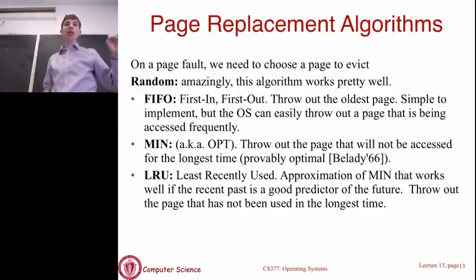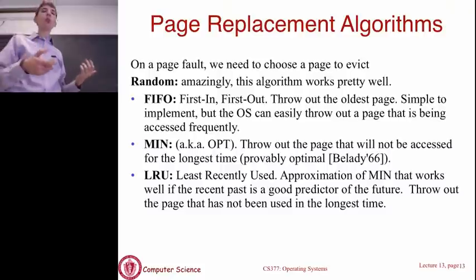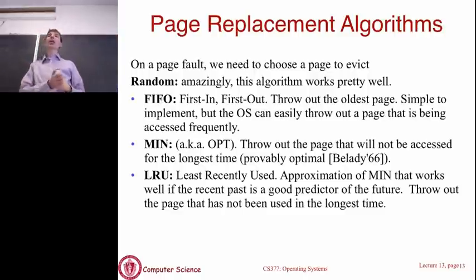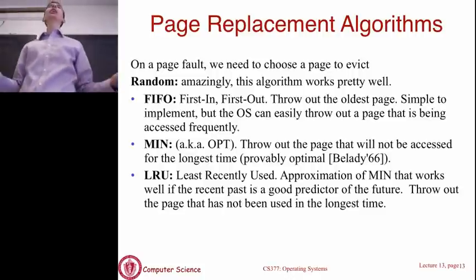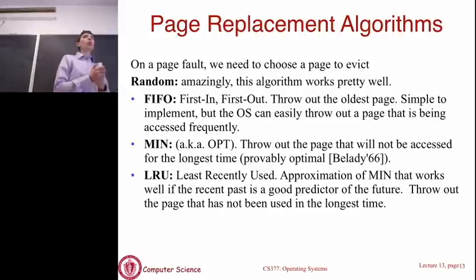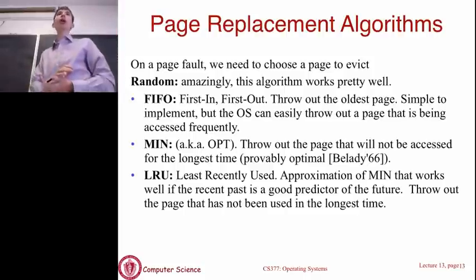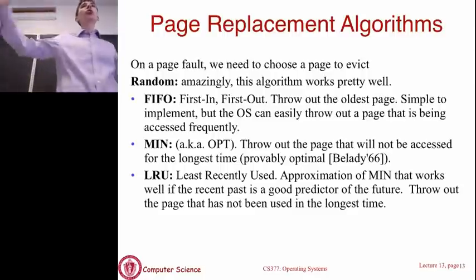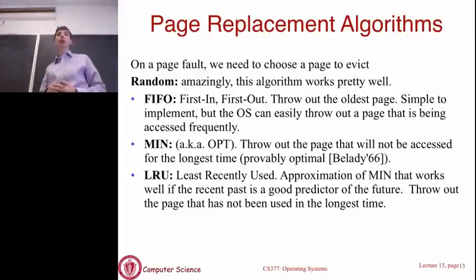So the second policy is MIN, I assume because of minimum number of page faults, also sometimes called OPT. So the idea here is that we are going to throw out the page that we're not going to use for the longest time. Right, so what's the idea here? You get a page fault when you are accessing a page that's not in memory. So in order to get the fewest number of page faults, you essentially don't want to access that page for the longest time. So this policy is actually provably optimal.